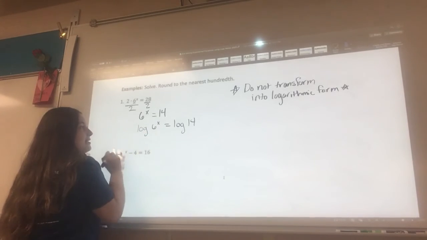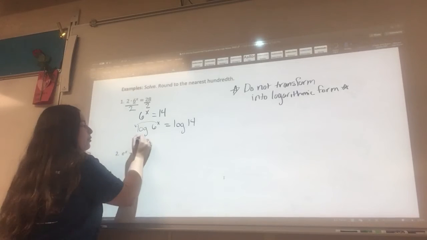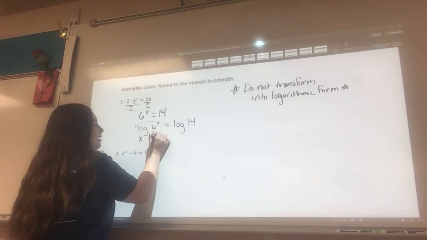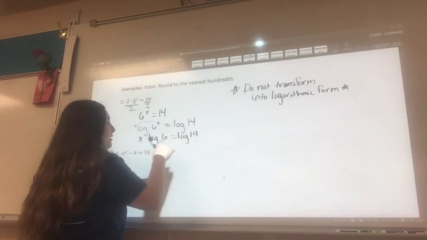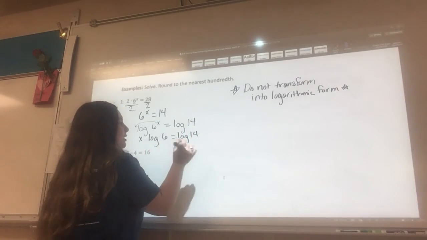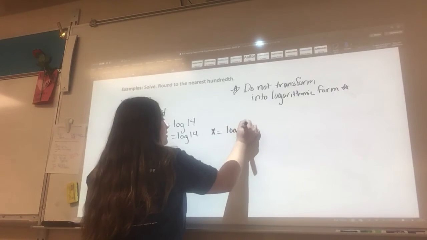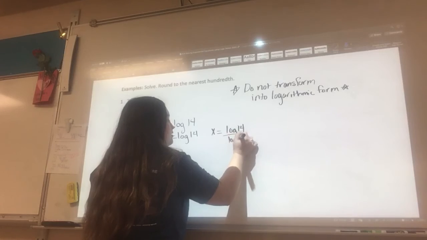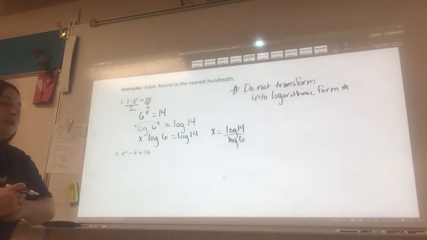Now that we have x as an exponent, we're going to move it using our power rule. So we get x log 6 equals log 14. And then we just need to get x by itself. So we're going to divide both sides by log 6. So we're going to get log 14 divided by log 6. So see, now that is very capable of being put in your calculator.